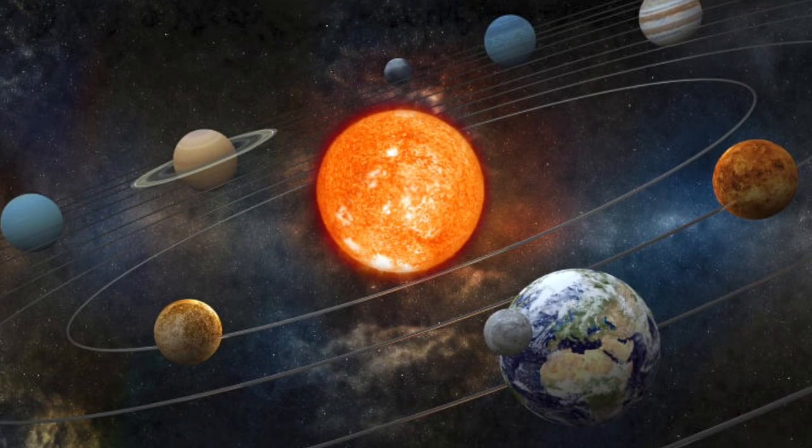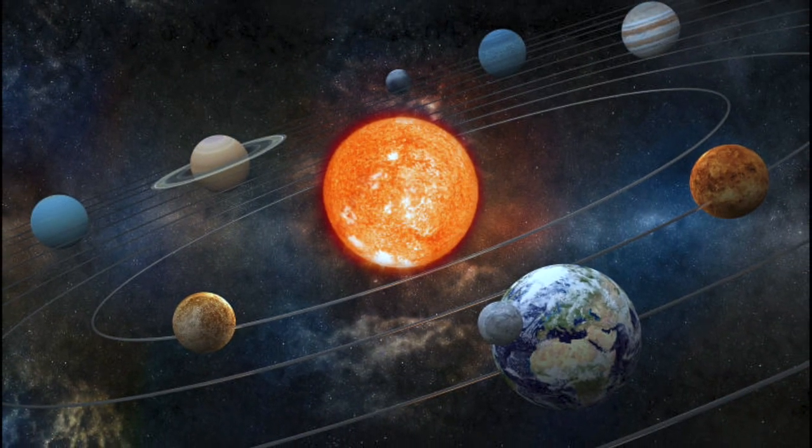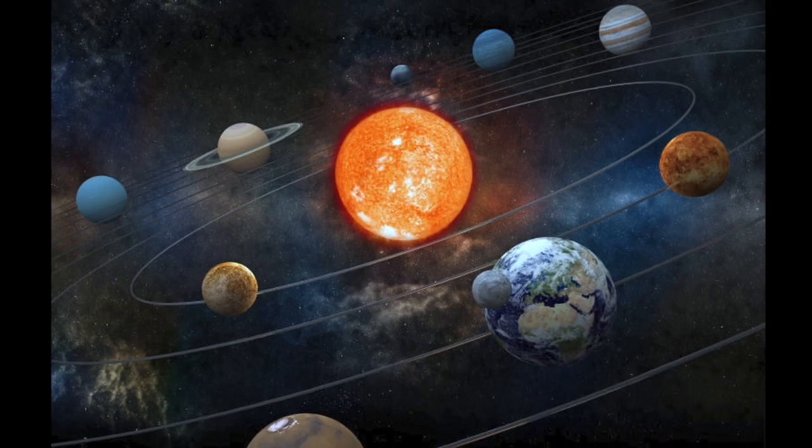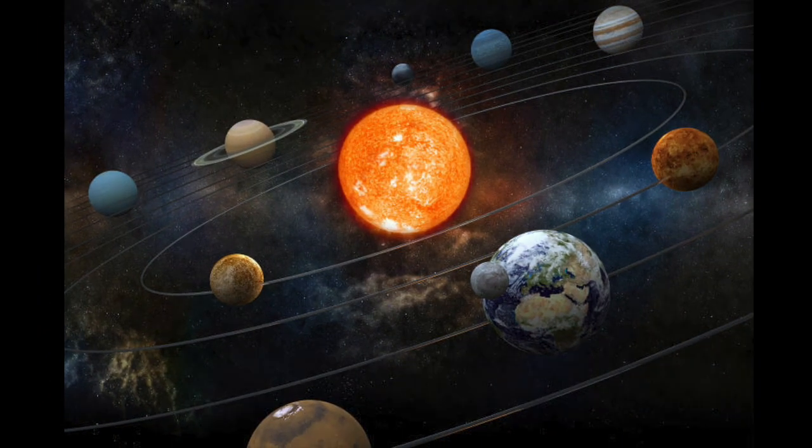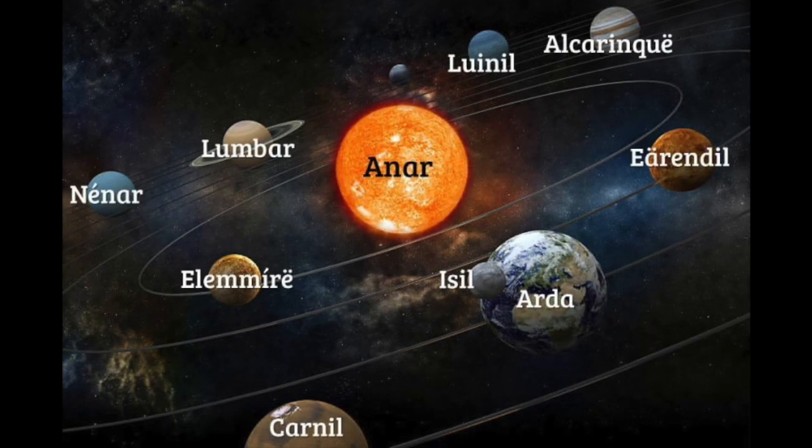Our solar system, an image we all know well. Something you might not know about it, however, is that this is the solar system that J.R.R. Tolkien drew from for inspiration for the solar system in his Lord of the Rings universe.